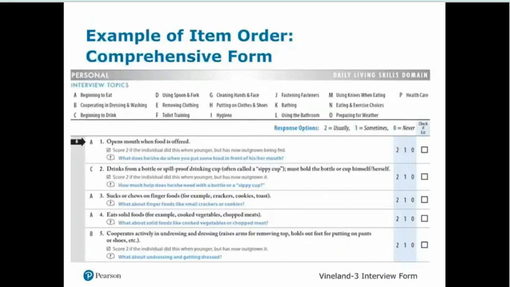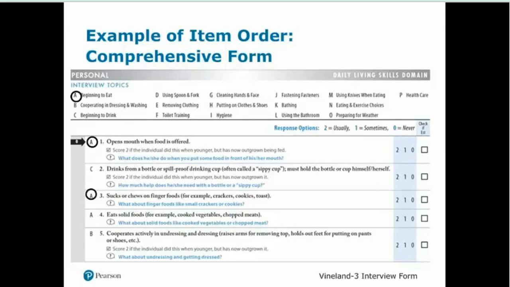On the comprehensive interview form, you'll see that there is some coding. The coding there is to help you have that conversation around a particular topic. So for example, interview topic A is around beginning to eat. So we would start a conversation around, what does Sally do when you put some food in front of her mouth? Then we would go to the next item that has a similar topic, also coded as A.